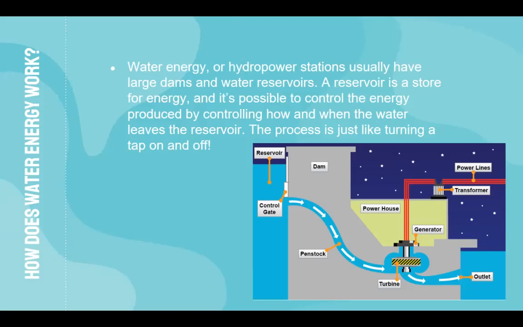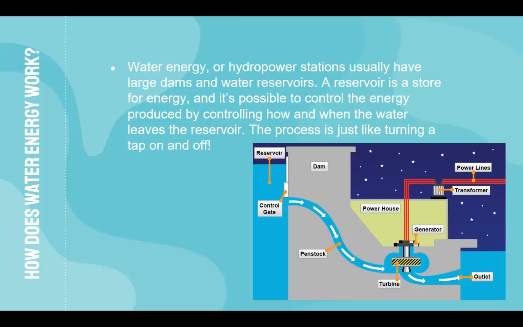Hydropower stations usually have large dams and water reservoirs. A reservoir is a store for energy, and it's possible to control the energy produced by controlling how and when the water leaves the reservoir. The process is much like turning on and off a tap of water. Okay, you can see all the key aspects here: the reservoir on the left with gate control, allowing more or less water through the dam.